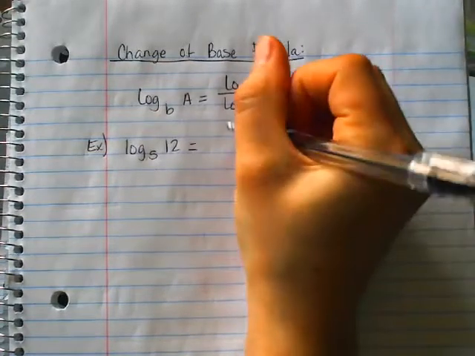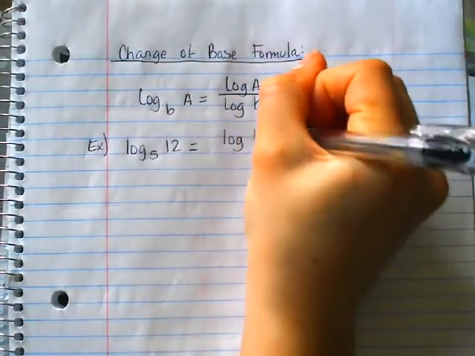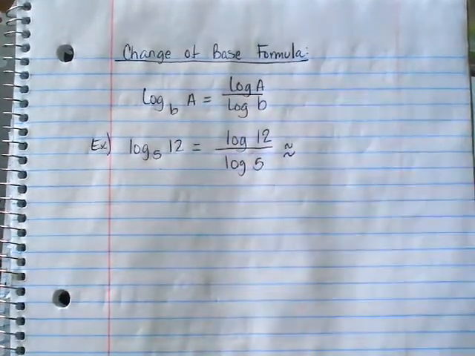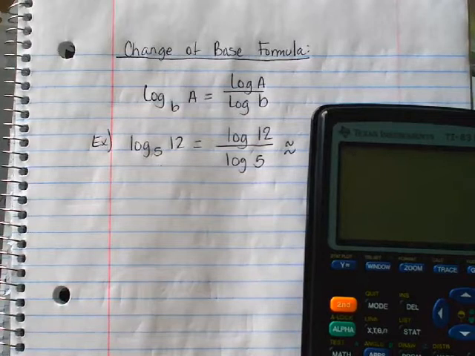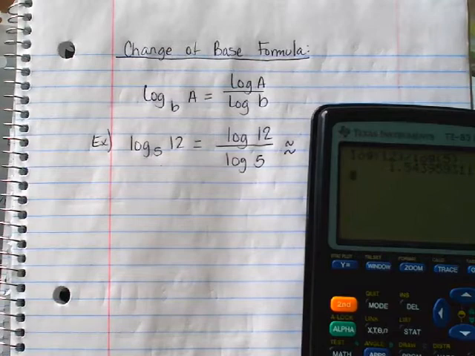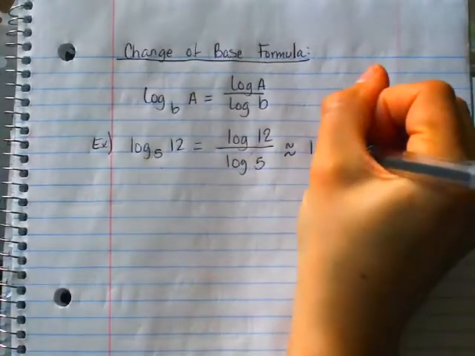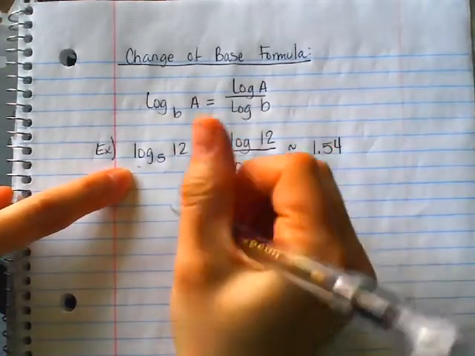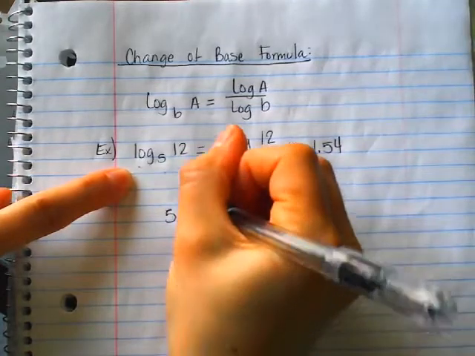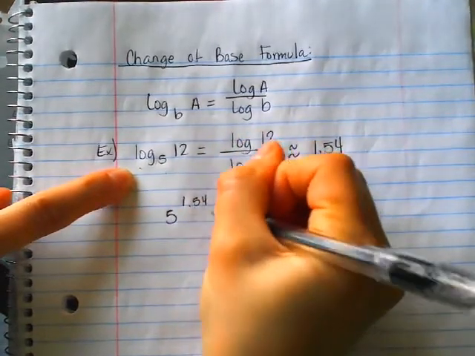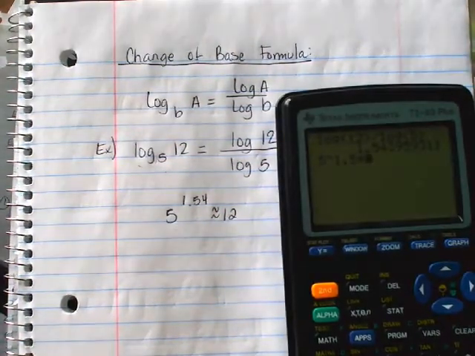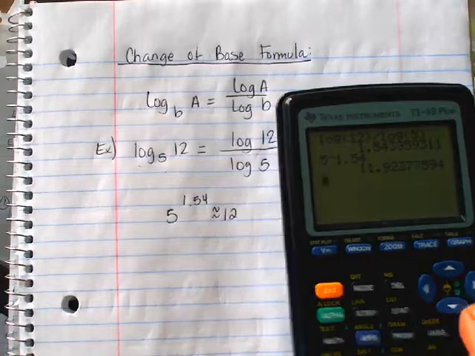So I can convert this into the common log by taking the common log of the argument, 12, over the common log of the base, 5, and get that approximation here. Log of 12 over log of 5 is 1.54. So just to see how close you are, rewrite your log as an exponential equation where your base is 5, your exponent is 1.54, and let's see how close we are to 12. 5 to the 1.54 power is 11.9, pretty close.